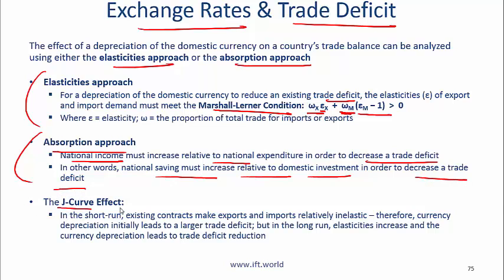And the final point is the J-curve effect. In the short run, existing contracts make exports and imports relatively inelastic, and this connects with elasticity, where often elasticity tends to be less. So generally we are more inelastic in the short run, and with longer time periods we tend to be more elastic. So the same applies in the context of global trade. Therefore, currency depreciation initially leads to a larger trade deficit, but in the long run, elasticities increase and the currency depreciation leads to a trade deficit reduction.